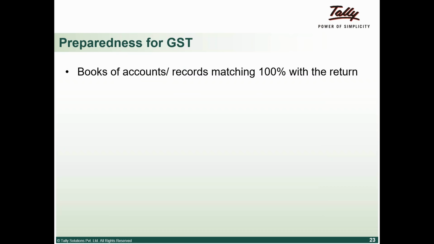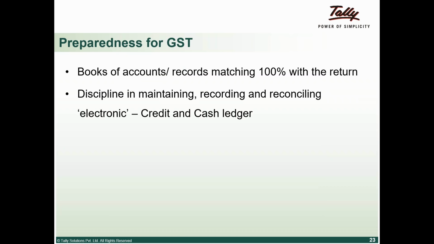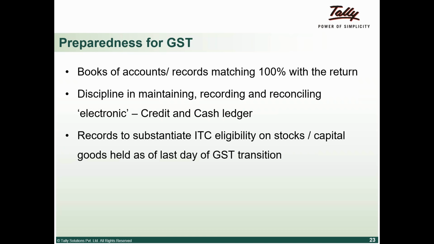Books of account records should match 100% with the return. Right. Then discipline in maintaining, recording and reconciling, especially the electronic credit and cash ledger, which is available on the GSTN. See, we were talking about the input tax credit, right? So whatever record has been maintained should be substantiated, if required by the department, for clarity of the input tax credit eligibility that you are claiming. It is very much required.